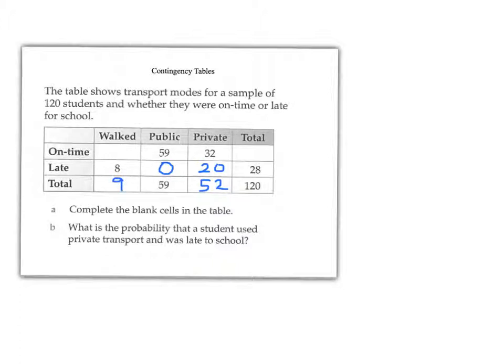9 in total walked, so 1 must have been on time. Oh, looks like the walkers are pretty late. And I can also total along the on-timers at 60, 92, and I can check that my totals all add up to the correct overall total of 120 students. So what's the probability that a student used private transport and was late to school? So private and late was 20 out of 120.